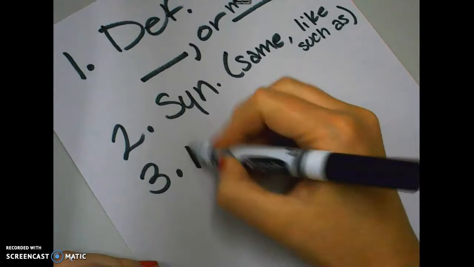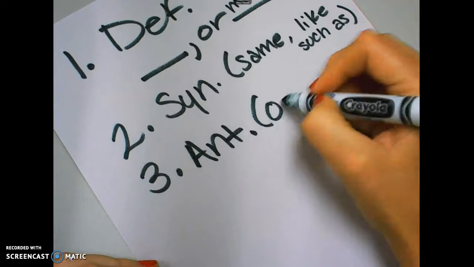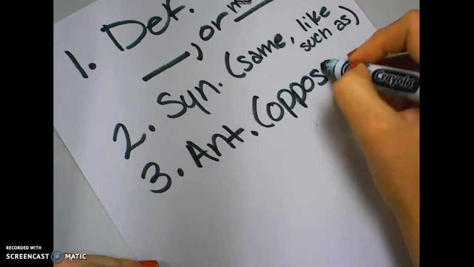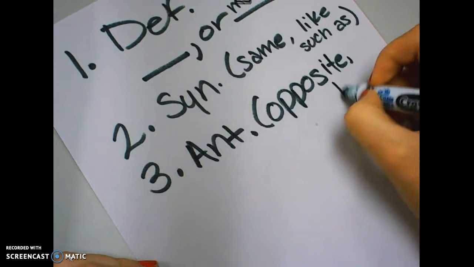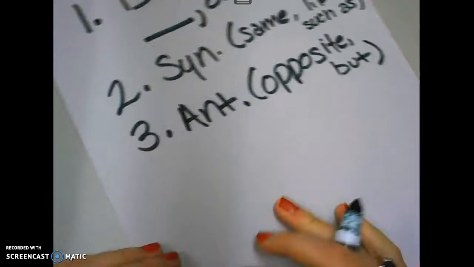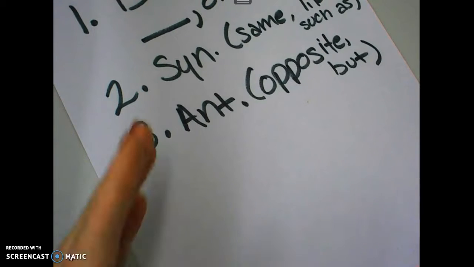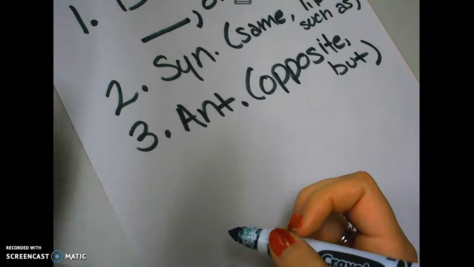Then you have an antonym, the synonym buddy, which means the opposite words. This is kind of signaled with the word but. So for example, a dog can be trained easier, but a feline tends to be more finicky. Feline is the opposite of dog, so we know dog and cat.